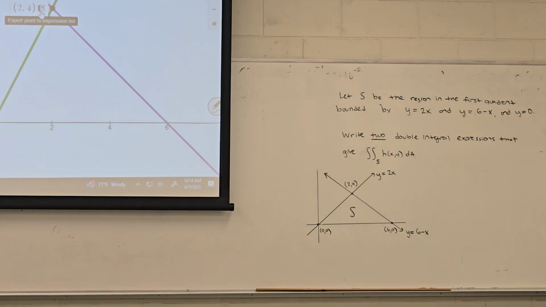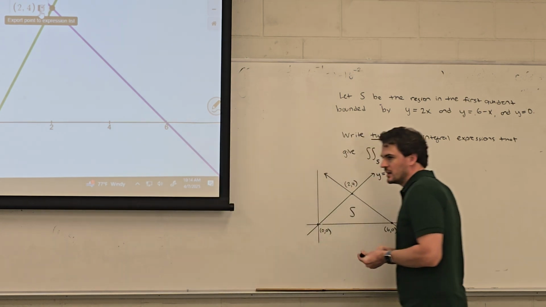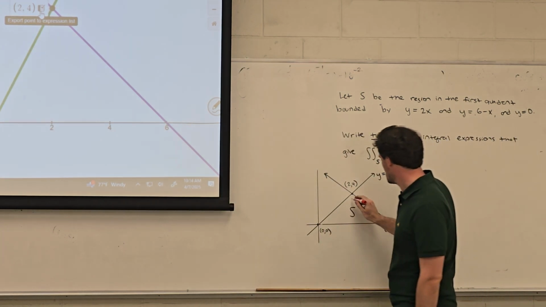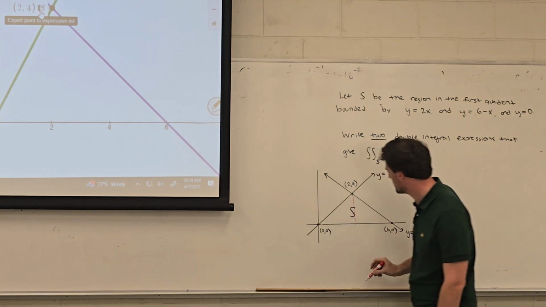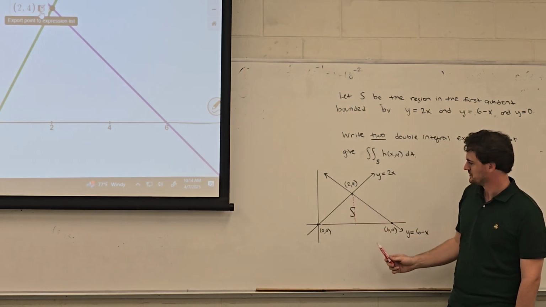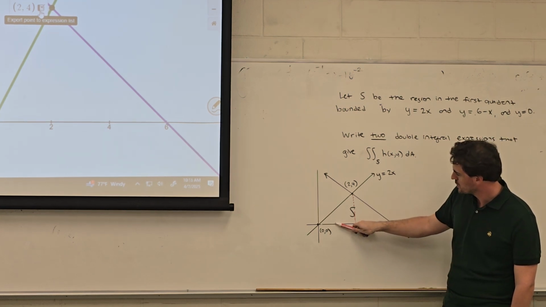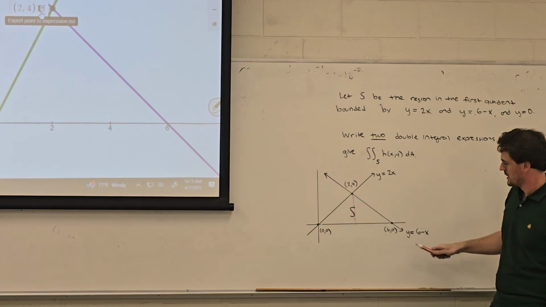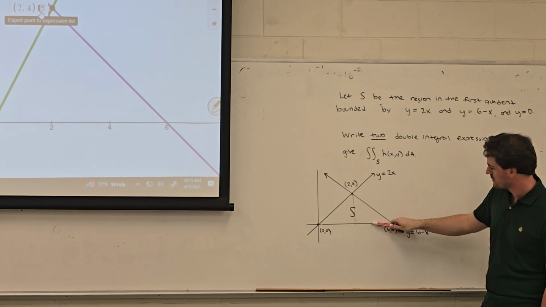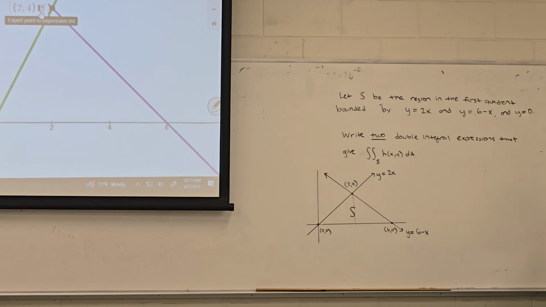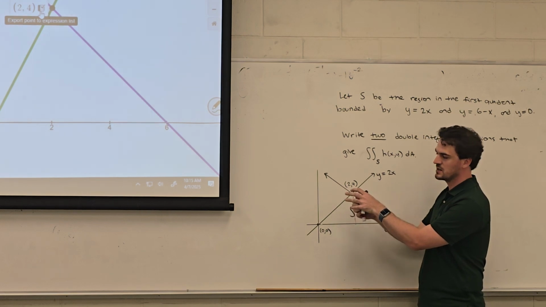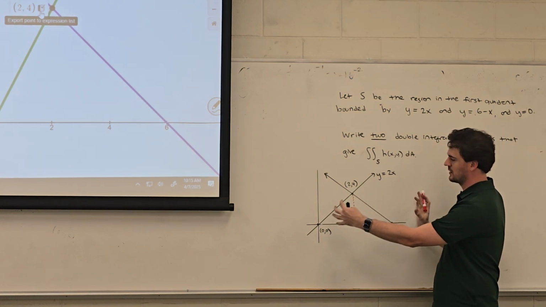The problem is, what happens when I investigate my bottom to top idea? There's two tops. I've got two different functions that are on top. In this part over here, I have to go from y equals 0 to y equals 2x. In this part over here, I have to integrate from y equals 0 to y equals 6 minus x. It's not too bad because I can just take the volume underneath this piece, the volume underneath this piece, and then add them together.